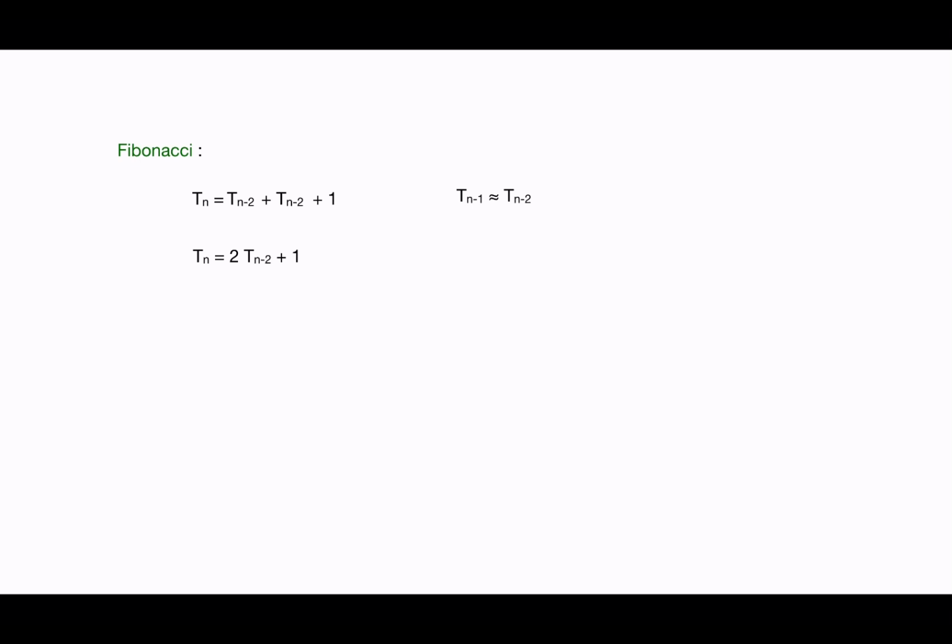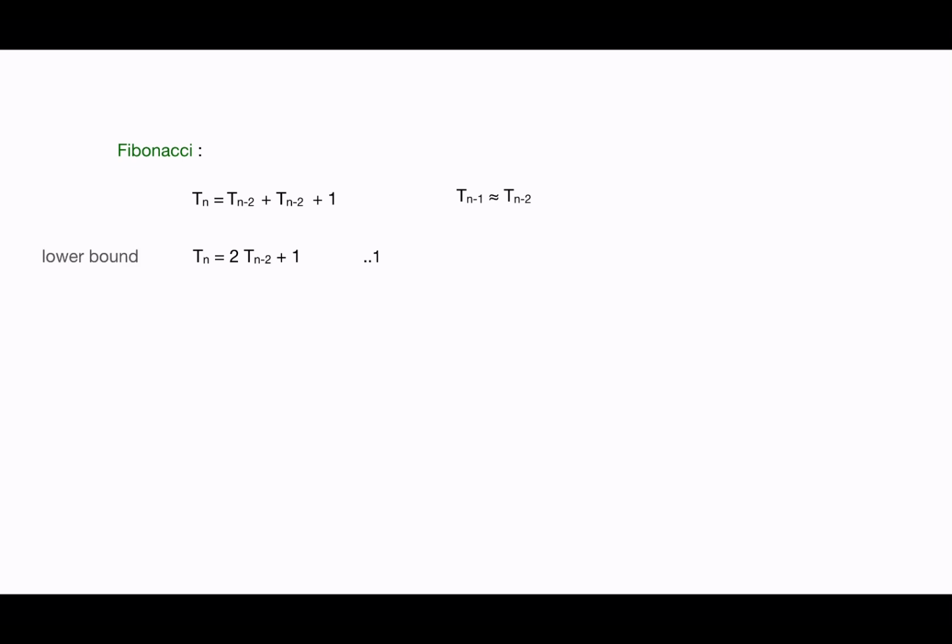So we get Tn equals 2Tn minus 2 plus 1. But precisely, the time taken to calculate Tn minus 1 is slightly greater than Tn minus 2, right? So we say that here we are calculating the lower bound of Tn. So this is the first equation.